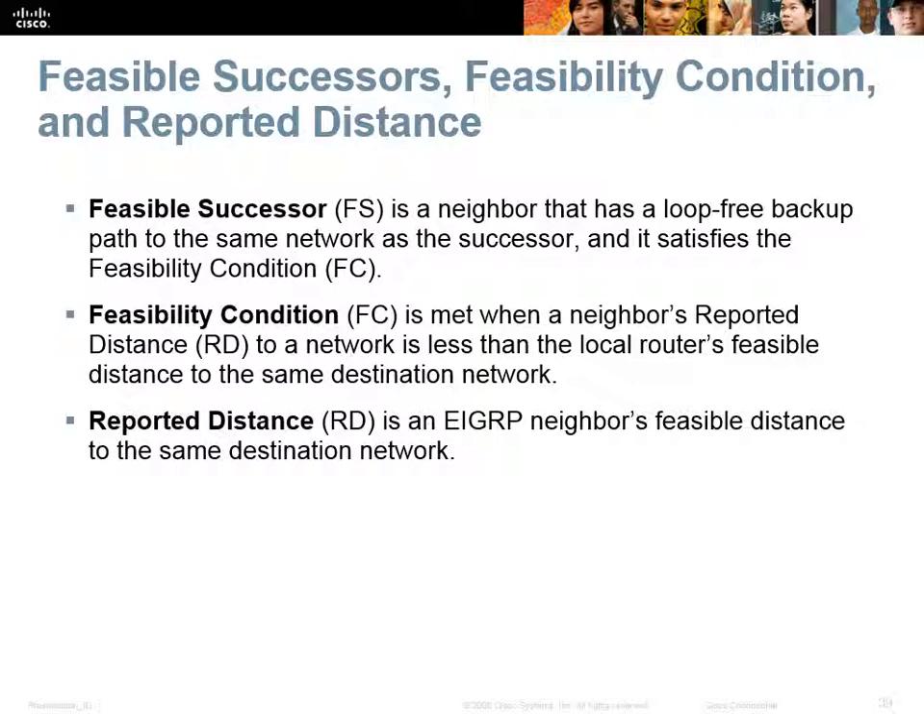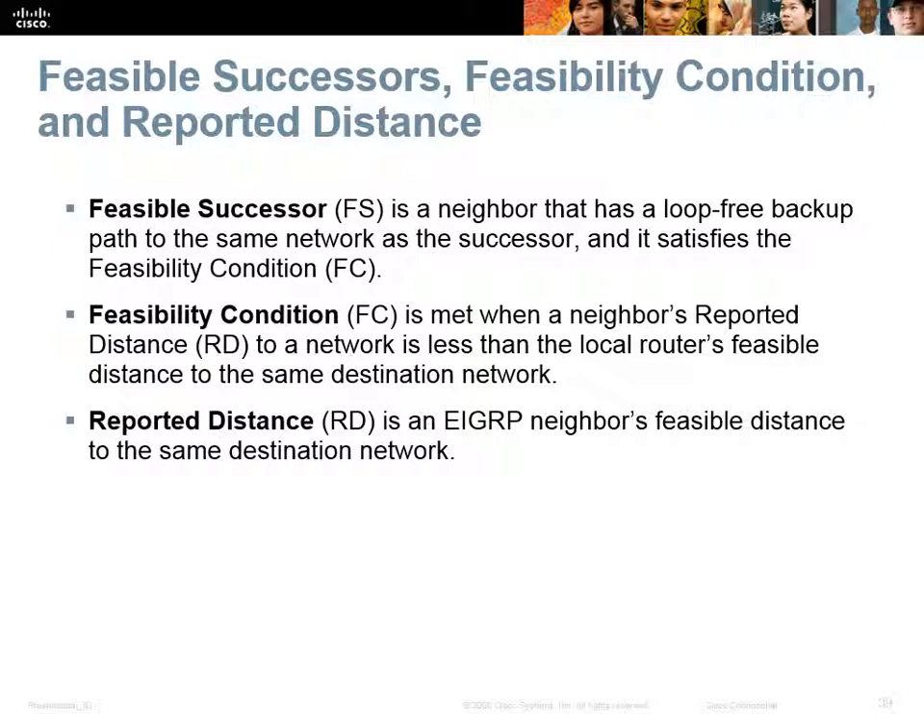Feasible successor is a neighbor that is a loop-free backup path to the same network as the successor, and it satisfies the FC. The FC is met when the neighbor's reported RD, or reported distance, to a network is less than the local router's feasible distance. RD is an EIGRP neighbor's feasible distance. All that to confuse you, right? RD, the reported distance, is the EIGRP neighbor's feasible distance to the same network.